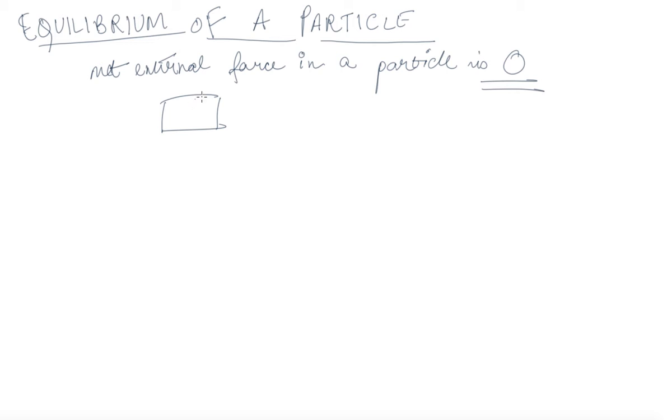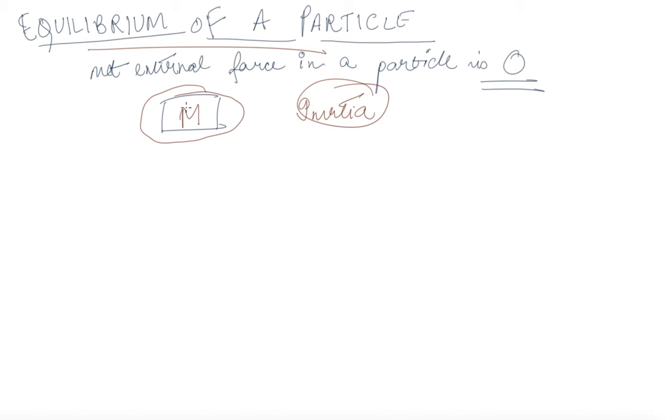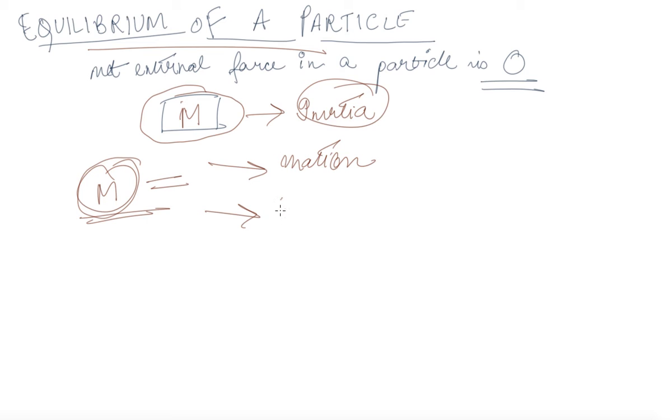Now this can also be related with your inertia. Say, an object of mass m. Equilibrium of a particle, we can relate this with inertia. Now the question is how? The answer is, if the net external force acting on a body is zero, the body will either be in motion if the body was previously in motion, or the body will be at rest if the body was previously at rest.